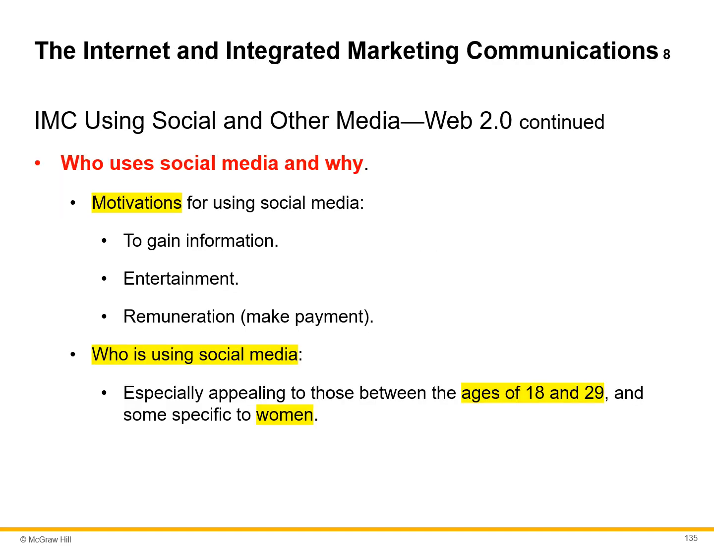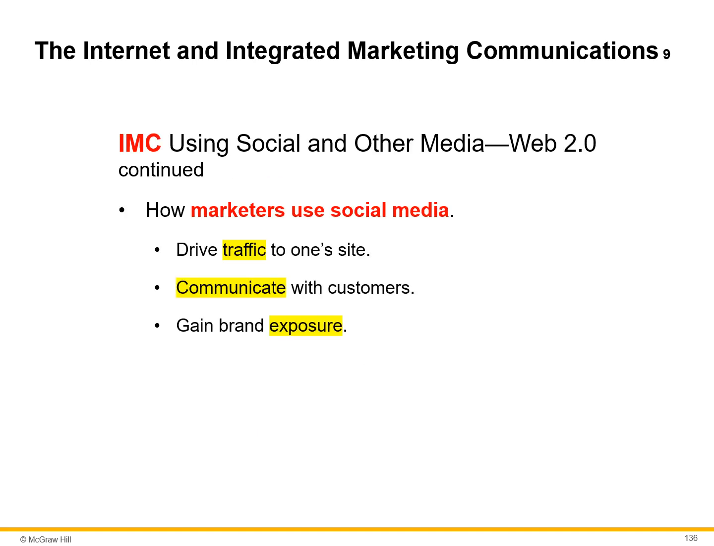Who uses social media and why do people use social media? To get information, entertainment, remuneration. Okay. Who is using social media? It allows everyone, but especially people between the ages of 18 and 29, and some specific to women. Okay. IMC using social media. Marketers use social media as part of the IMC process to drive traffic to one's website, communicate with customers, and gain brand exposure to the customers.